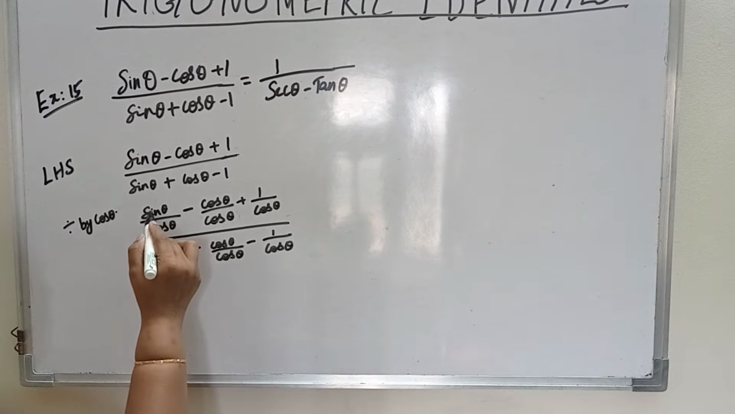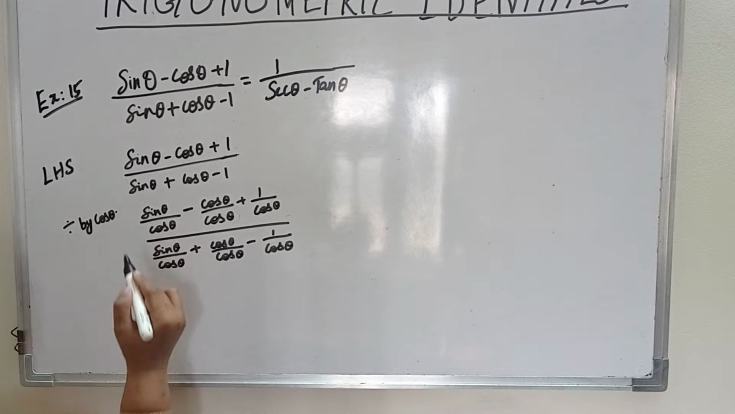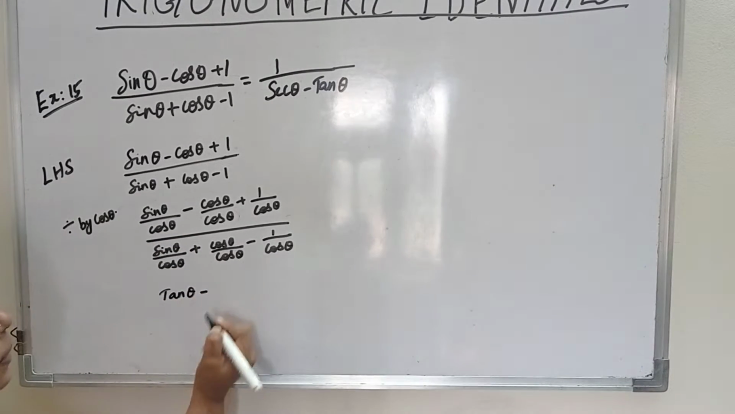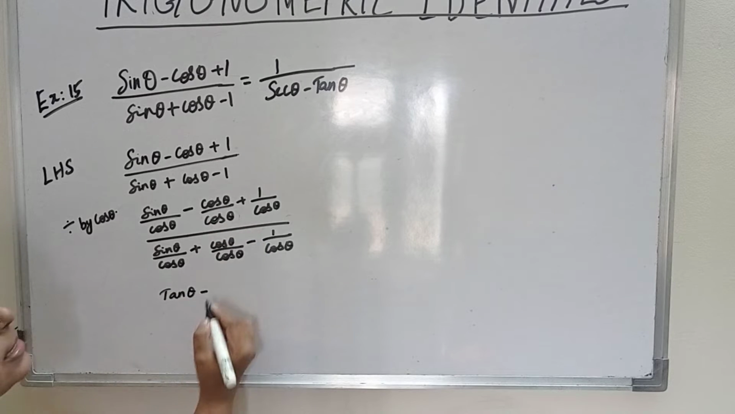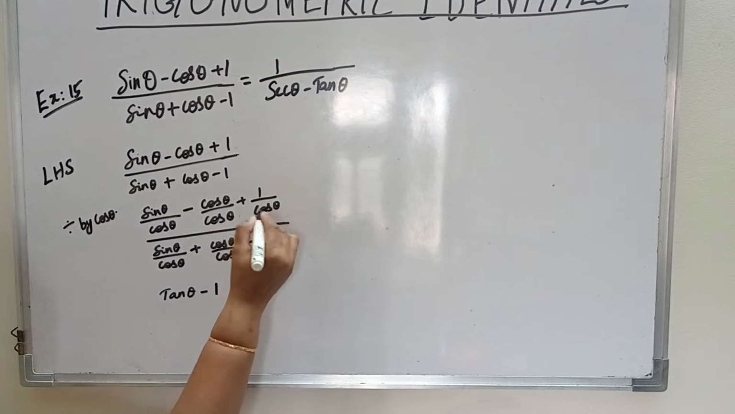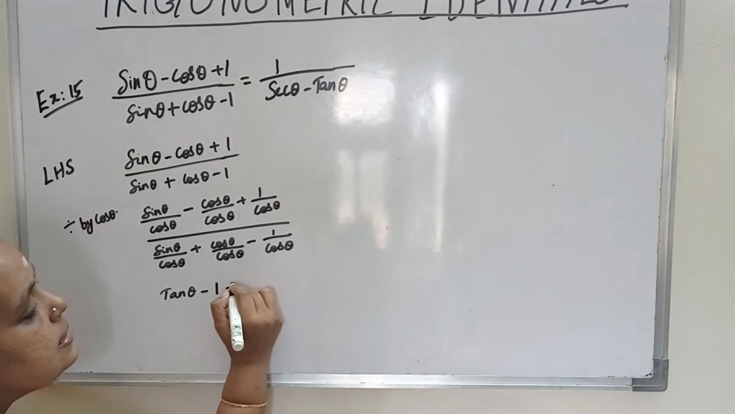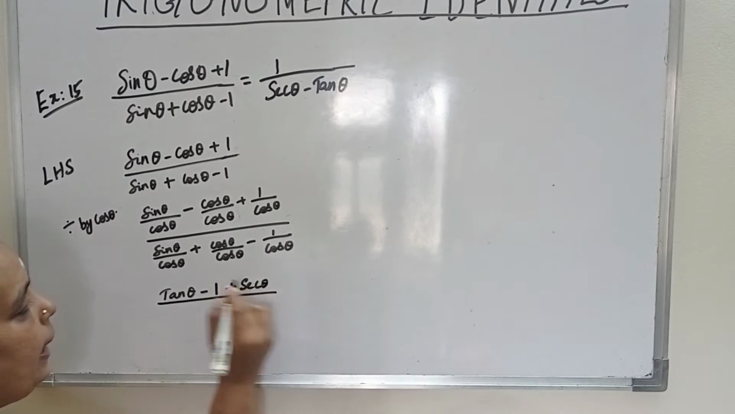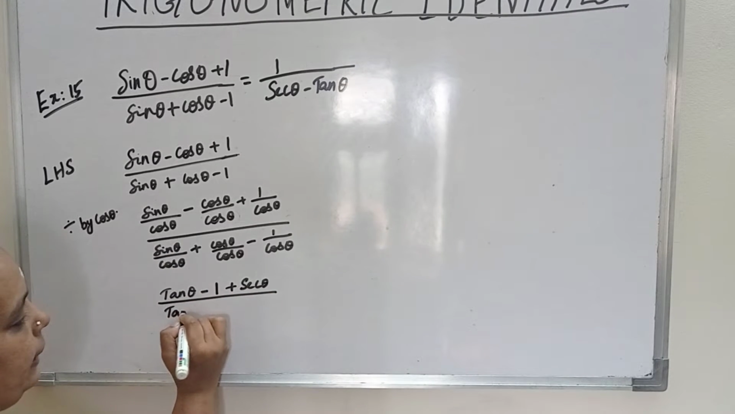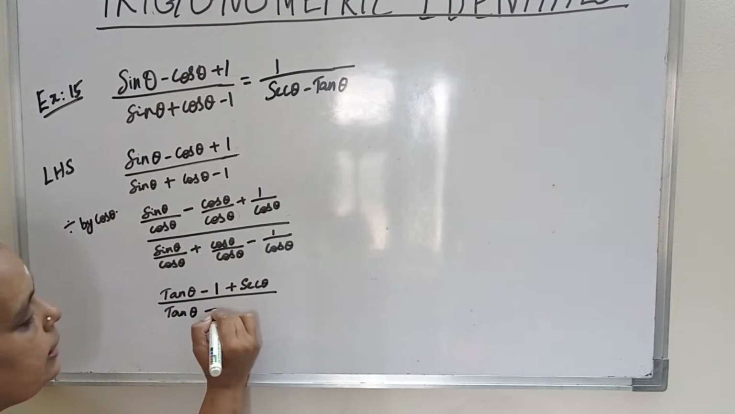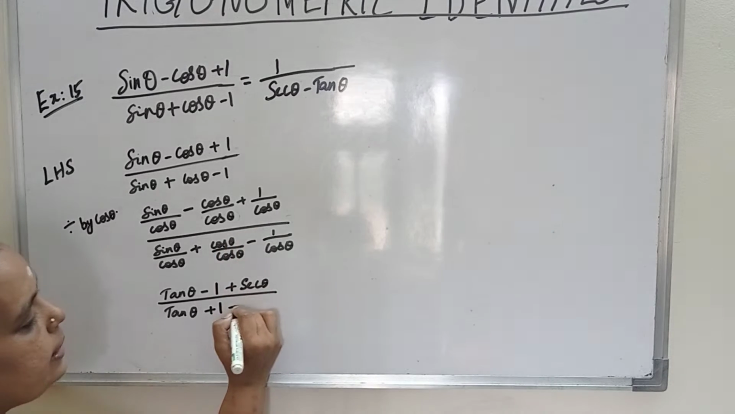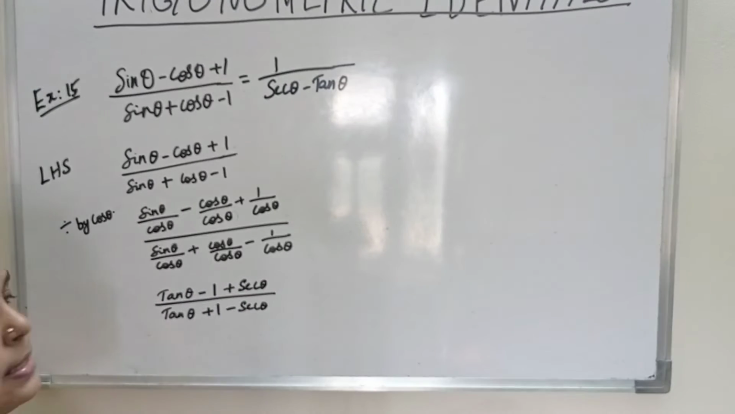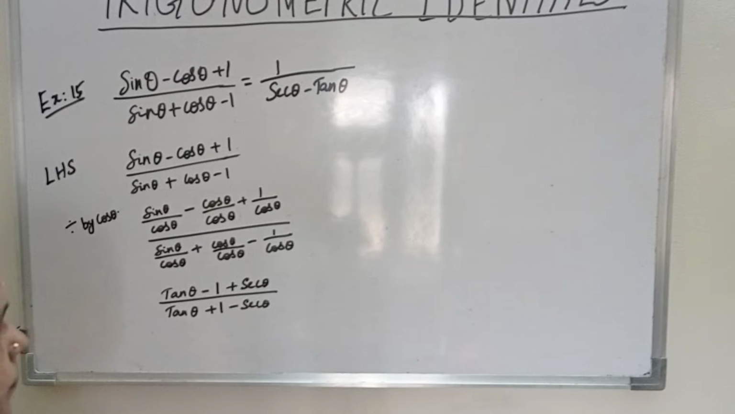So first, sin theta by cos theta. What is sin theta by cos theta? It is tan theta. Sin theta by cos theta is tan theta, minus cos theta by cos theta is 1, plus 1 by cos theta. 1 by cos theta is secant theta. So tan theta minus 1 plus secant theta by, again, sin theta by cos theta is tan theta plus cos theta by cos theta is 1, and 1 by cos theta is minus secant theta. So we have derived with tan theta and secant theta up to here.